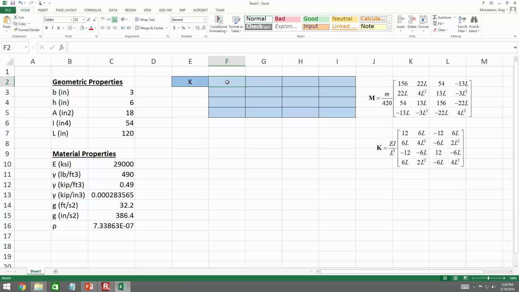So this first term is 12 times EI over L cubed, right? Everybody see that? So EI over L cubed times 12, and then times 6L, and so on and so forth. So if I'm doing this first one, we'll say E times I divided by L cubed times 12. Y'all should be good with that, right? All right. And then going down, it's not 12, it's 6L.